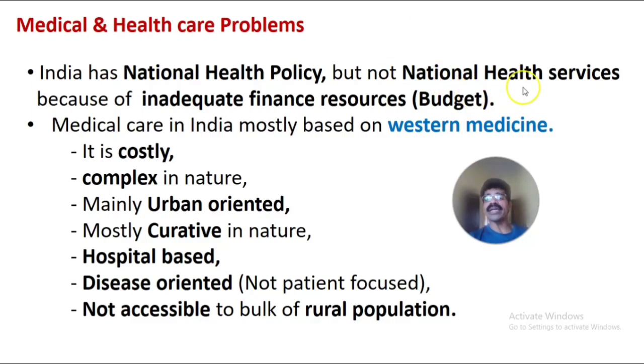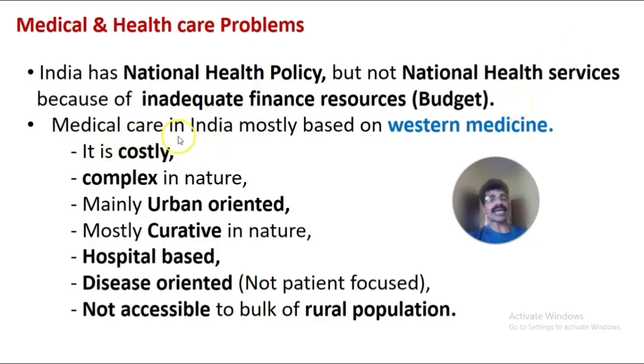But we don't have national health services, a pattern of comprehensive health services in all the states throughout the nation, because of inadequate financial resources, budget, and other resources such as man, money and material. So India has a national health policy to render the services, but unfortunately we don't have national health services, that is, a uniformity or same pattern in all the states and territories of the country.